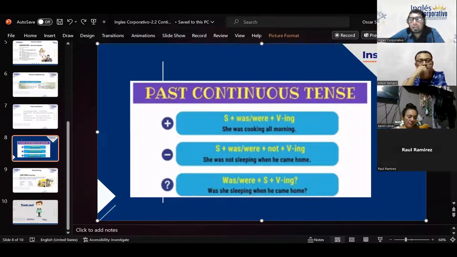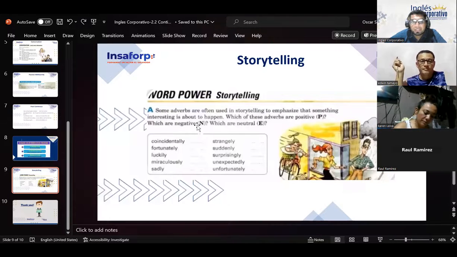All right, so, any questions regarding this, regarding the past continuous? Okay, seems like we do not have any questions. All is clear. Oh, okay, great. So we're going to move into storytelling.